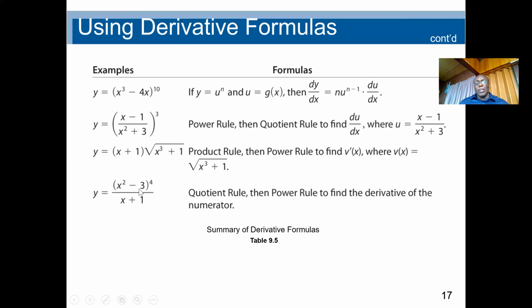So here, the answer will be 4 times (s squared minus 3) to the power 3 times 2s, chain rule, times (s plus 1), minus the derivative of s plus 1, which will be 1, times (s squared minus 3) raised to the power 4. Everything over (s plus 1) squared.